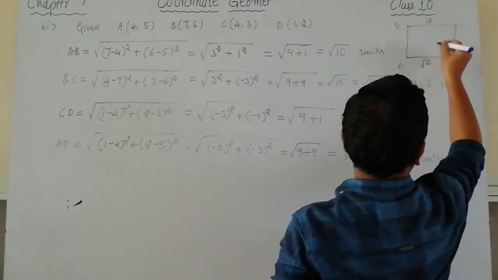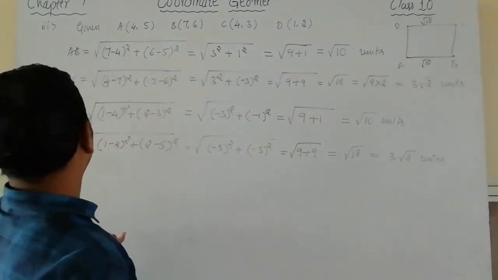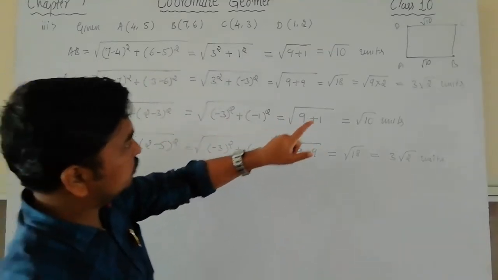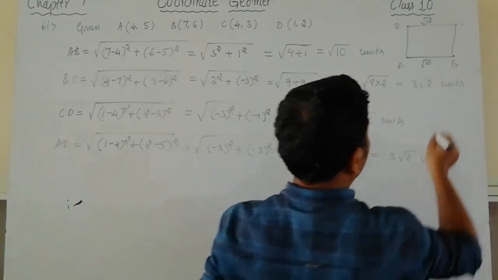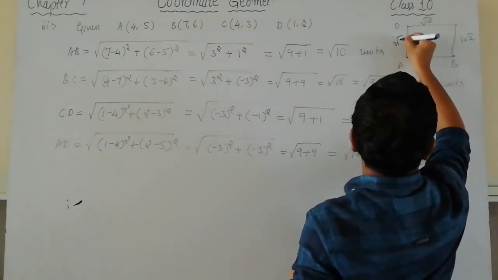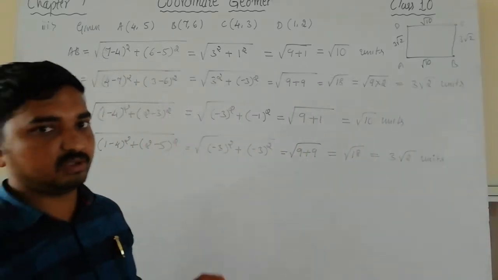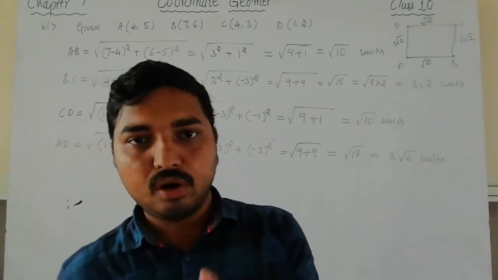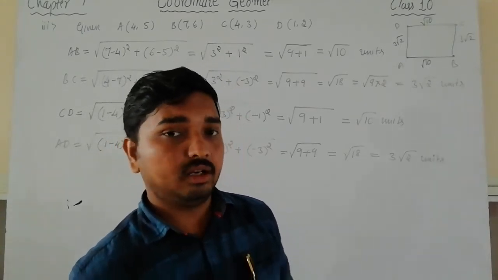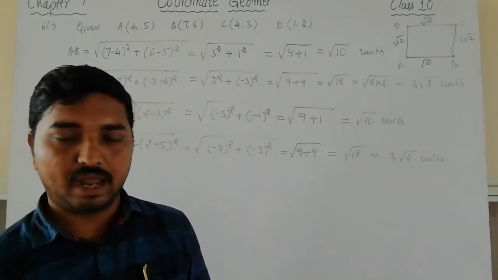AB and then CD or DC both are one and the same. BC and AD measure how much? 3 root 2, 3 root 2. So this is BC, 3 root 2, and AD, 3 root 2. Now look at here, opposite sides are equal. Opposite sides are equal means what? Either parallelogram or rectangle. To decide whether it is a rectangle or parallelogram, you need to find out what?